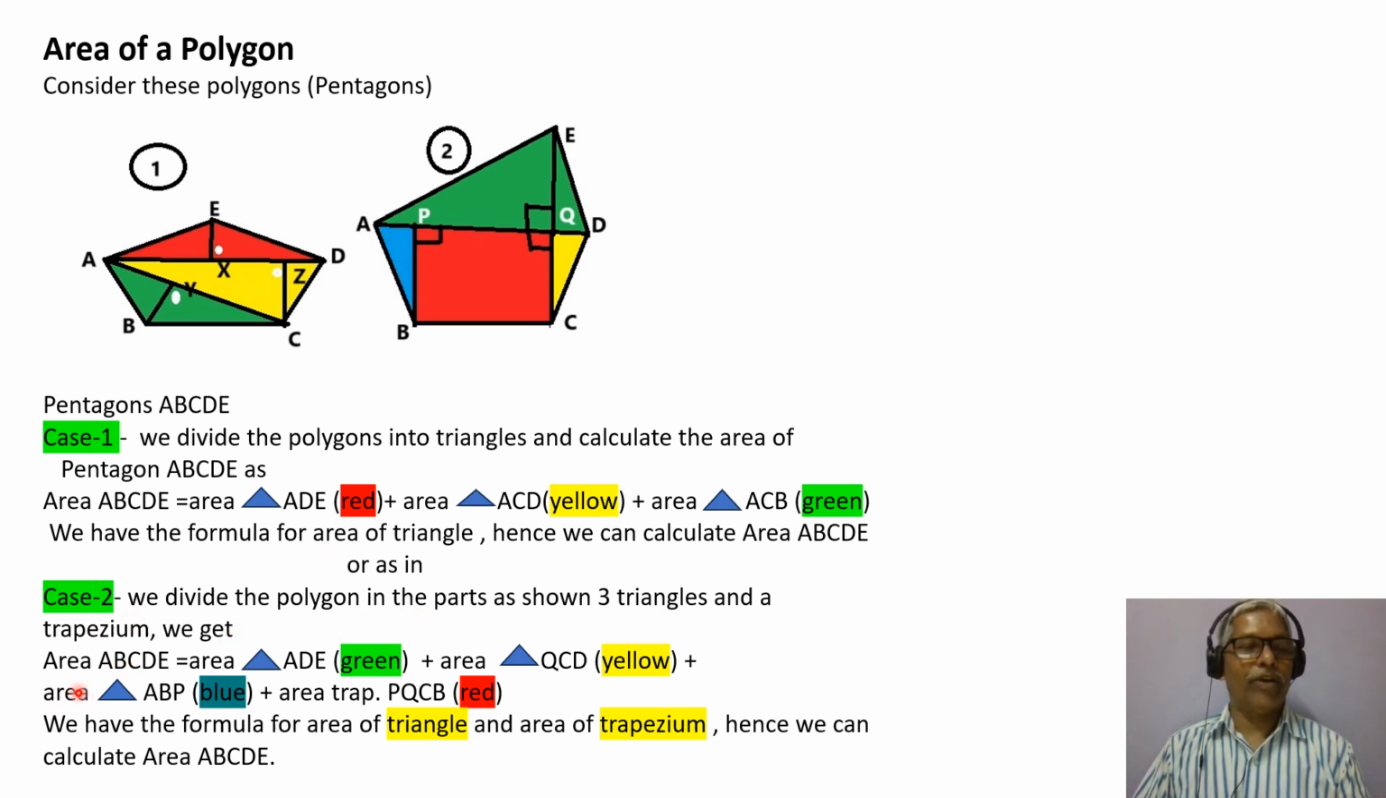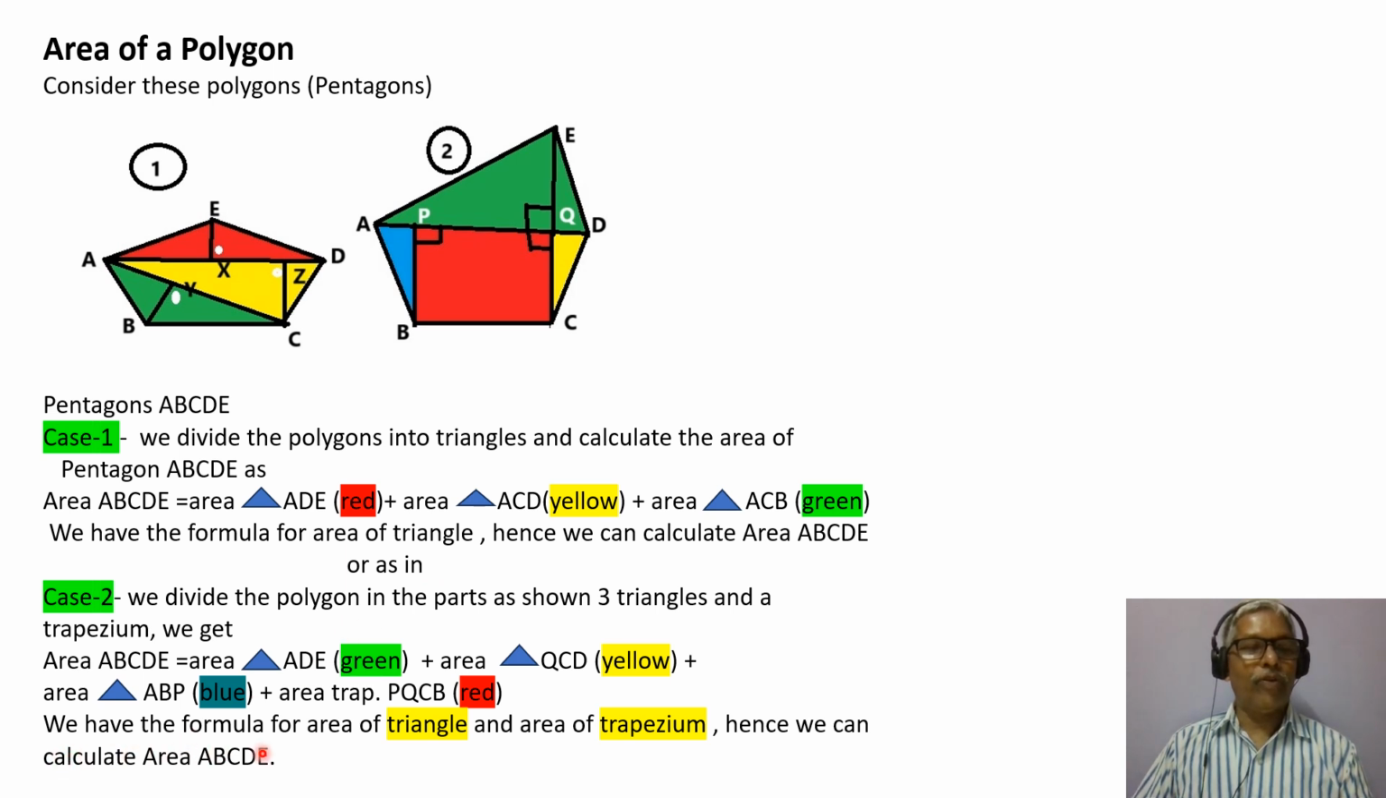We have seen this. So area of ABCDE is equal to area of ADE, the green one, plus area of QCD, yellow one, plus area of ABP, blue one, plus area of PQCB, the red one. PQCB is a trapezium.